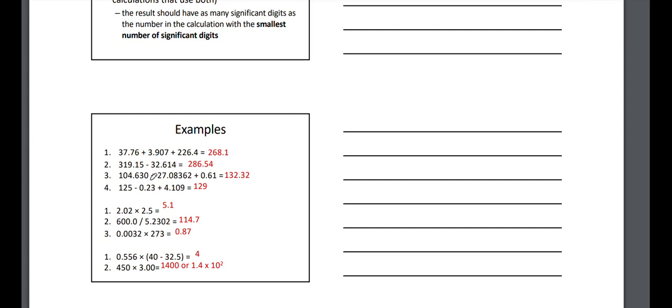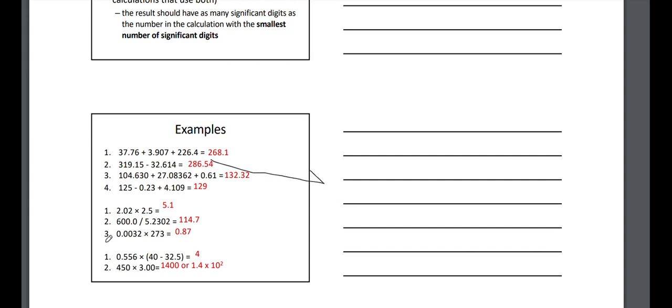All right, let's look at the next one. So the next one is a subtraction. I'll be counting my decimals. 2 decimals on this, 3 decimals on this. So 2 versus 3. So my answer should have 2 decimals, right? Not 3 decimals, 2 decimals.